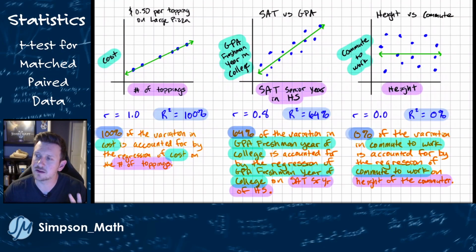So the R squared is literally what it sounds like. We take R, we square it. If you recall, R is the correlation coefficient. It is a measurement of strength between the x variable and the y variable. It is a contextless, unitless measurement.